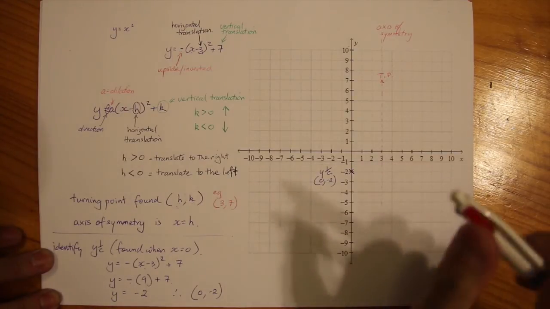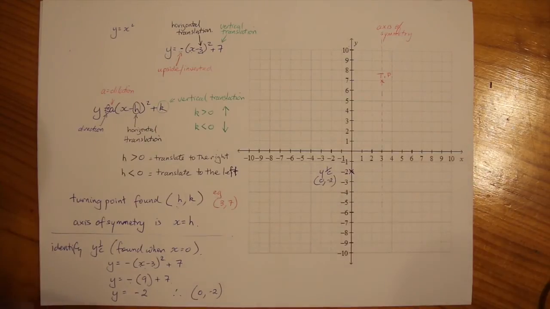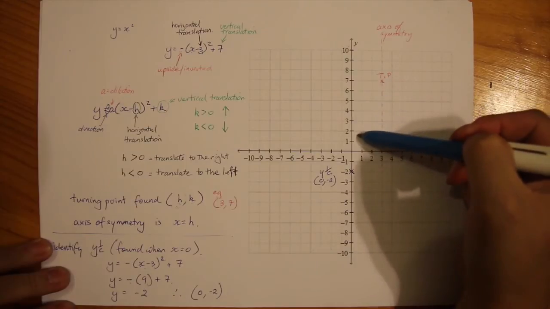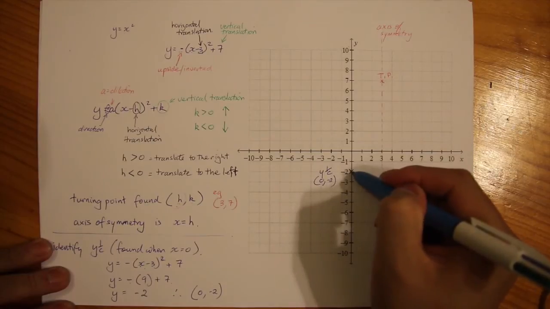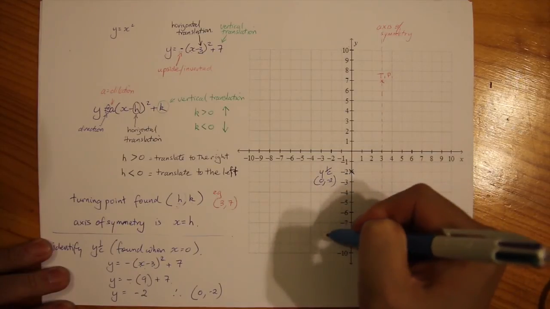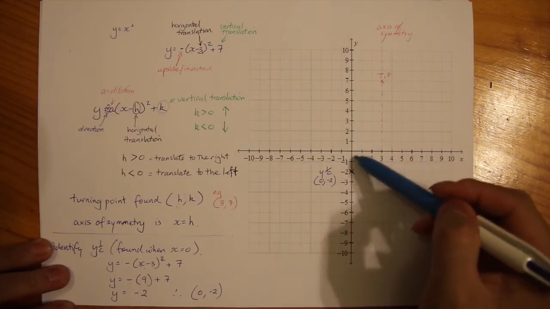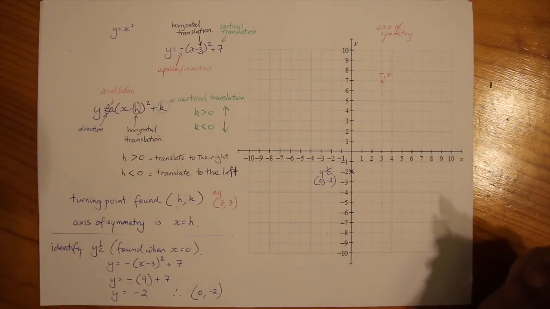So let's have a look at what this parabola looks like so far. Here's your turning point. It's going to go down, and then it's going to cut the y-axis at minus 2. What we don't know yet is where it cuts the x-axis. To find the x-intercepts, it's going to be when y equals 0.